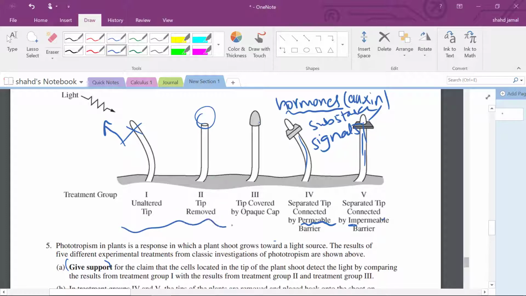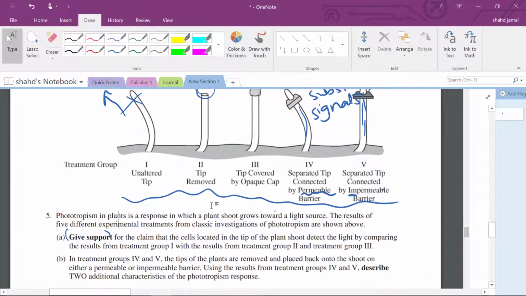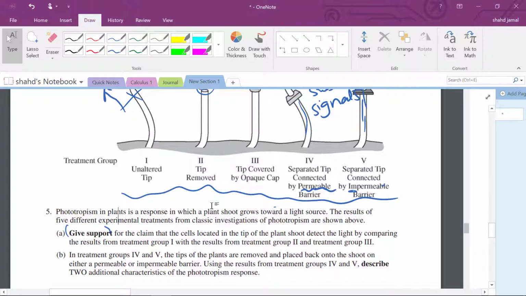Through this diagram, you can already tell that the cases in which it doesn't bend are the cases in which the tip is covered, or something is preventing something else from diffusing. So this is the basic part of it. These questions really help stimulate that part of your brain where you can analyze, deduce answers, and all of that.